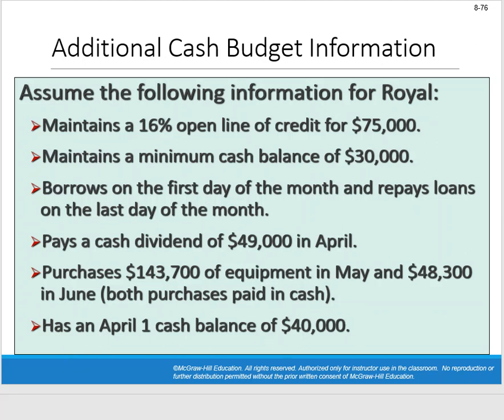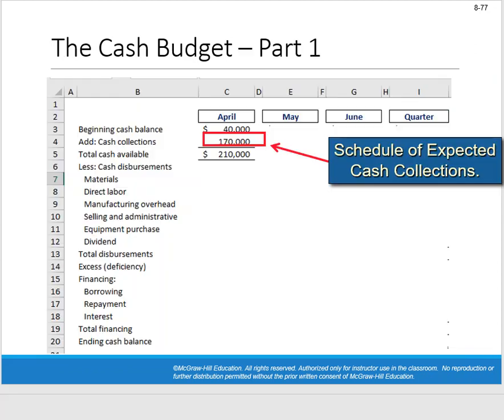All right, so let's give this a try. That's a lot of information. So we have beginning cash of $40,000 up at the top. We add in our cash collections. This comes all the way back from the beginning. We did our budgeted sales and our schedule of expected cash collections. So in April, we expect to collect $170,000. So we should have $210,000 available.